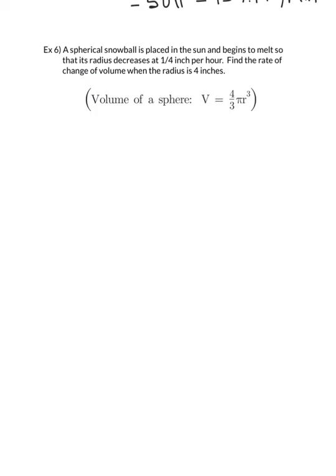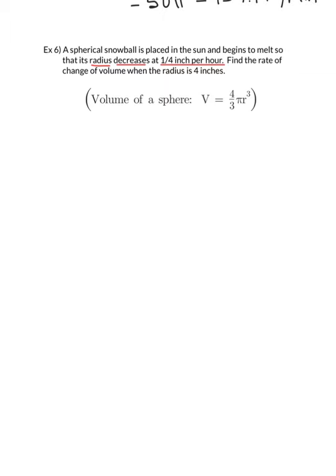Example 6 says, a spherical snowball is placed in the sun and begins to melt so that its radius decreases at 1/4 of an inch per hour. Find the rate of change of volume when the radius is 4 inches. And again, I gave you the volume of a sphere formula because that is not one that most people have memorized. Looking at what we were given in this case, it is telling us radius decreases at 1/4 inch per hour.